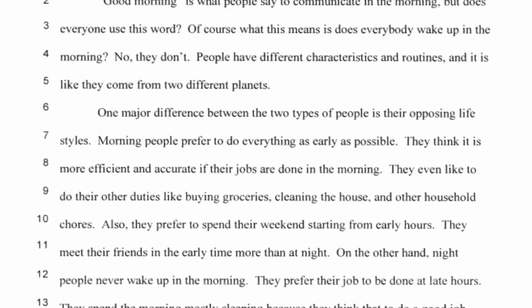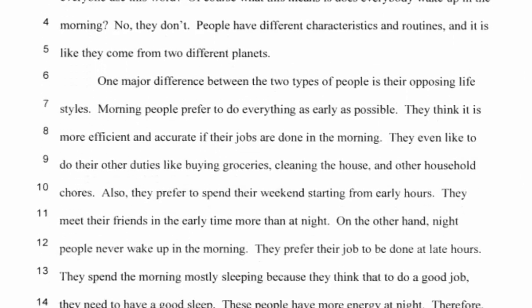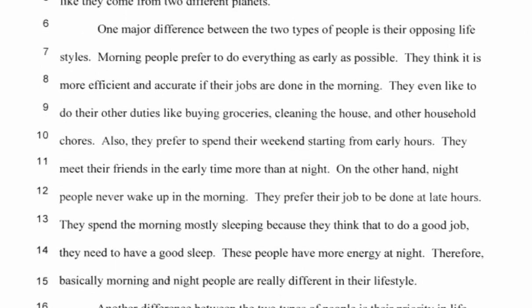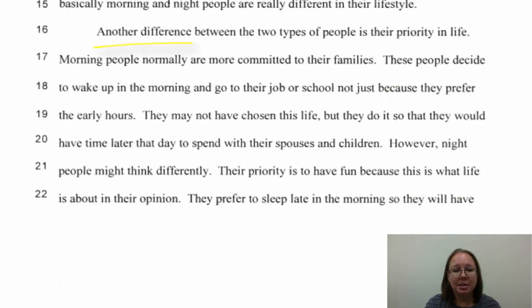So what the writer should have done up here in the thesis statement, the writer should have used the words morning people and night people. Remember, your thesis statement needs to be specific and tell the reader what the topic is. All right, but now we know that the writer is talking about morning people and night people. So in this first body paragraph, the point that is being made is the difference in the times that they get up.